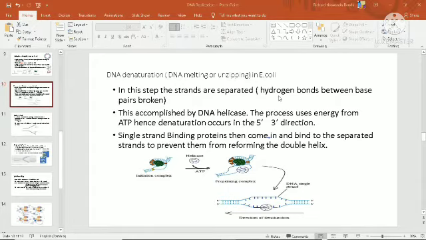I read somewhere that the topoisomerase has two arms. There is one arm which does the cutting, and the other arm which binds those cuts together after it does the cutting. Which two arms are those?